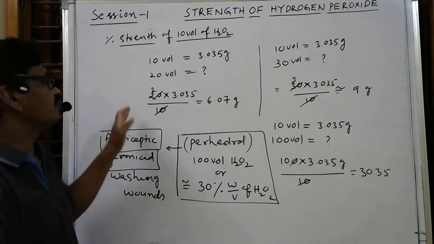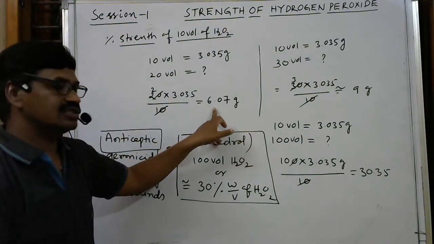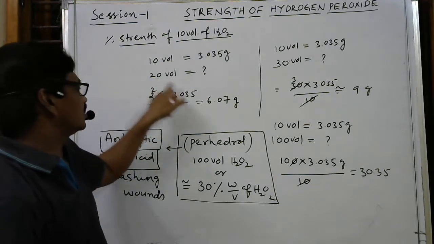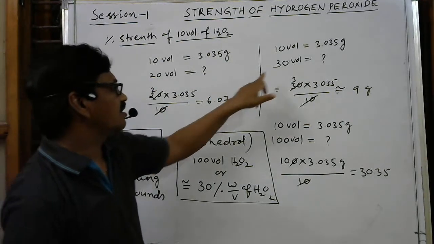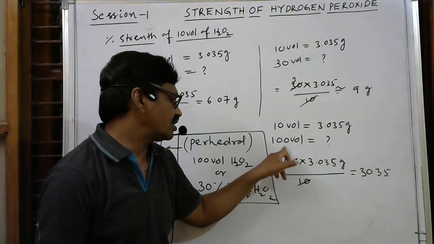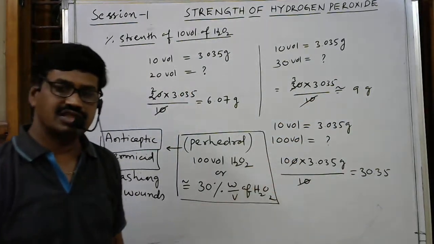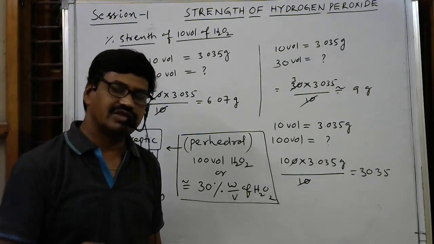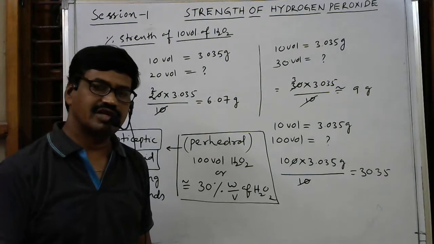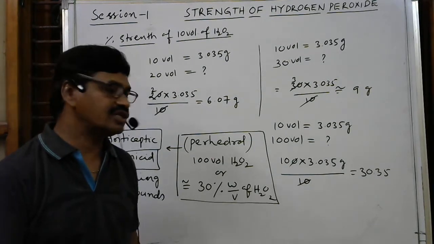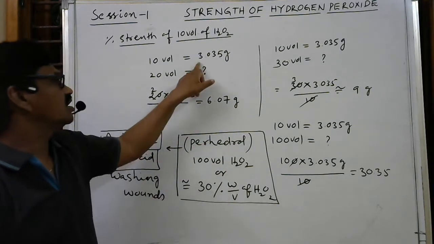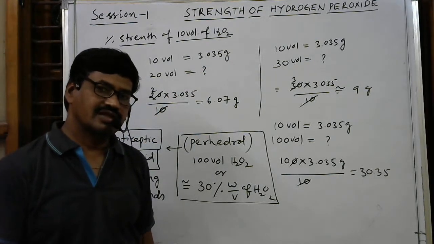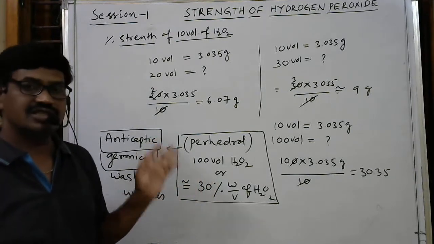So in this way, for 10 volumes it is 3.035. For 20 volumes it is 6.07 grams. For 30 volumes it is 9. For 100 volumes it is 30. So like this we can convert. If you know the 10 volumes strength, then we can convert it into 20 volumes, 30 volumes or 40 volumes. If they give 5 volumes, it means divide by 2, so you can get about 1.5 for 5 volumes.